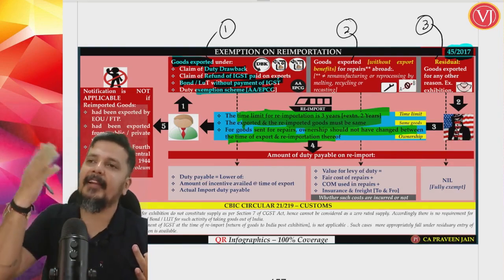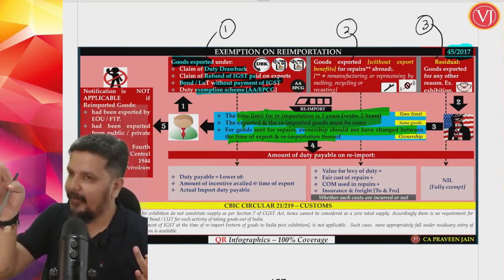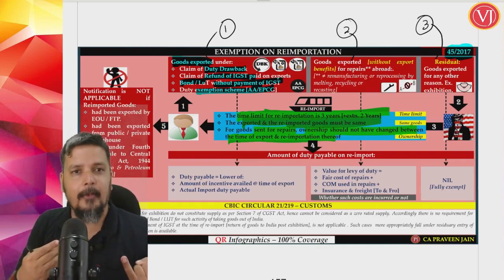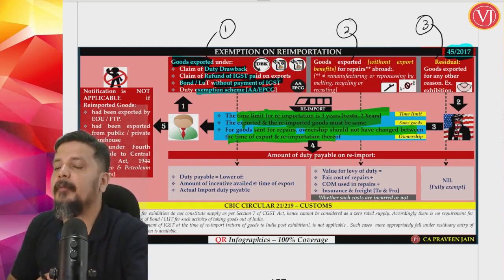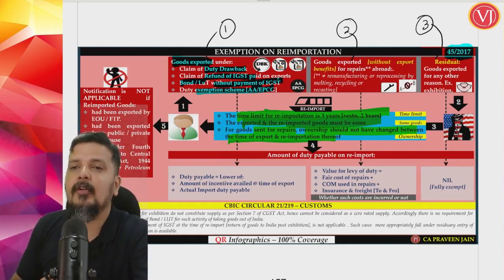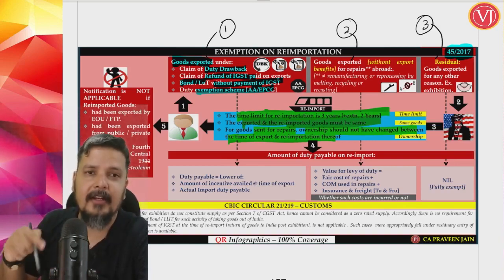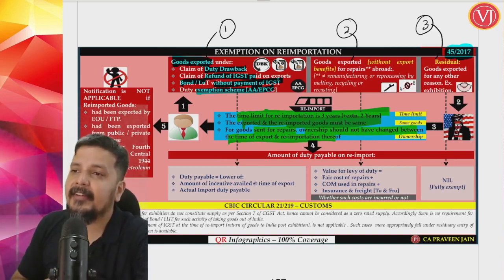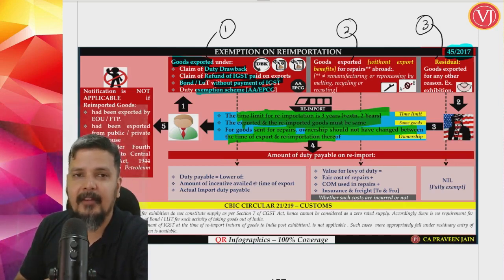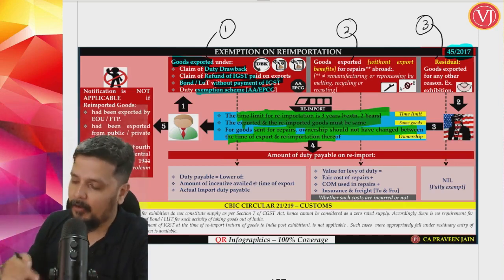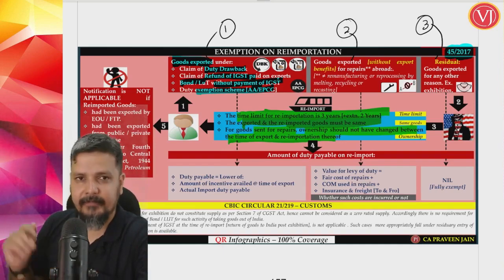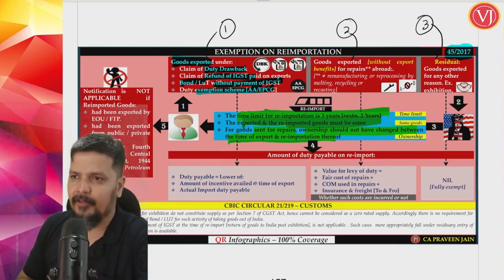At times I will be sending the goods for repairs. When I am getting it back, I should be the same person, the importer. And finally, the time limit to bring back the goods. The goods went outside. If you want to take the benefit here, you have to bring it back within 3 plus 2 years. These conditions are not only for the first situation, they are for all three situations.